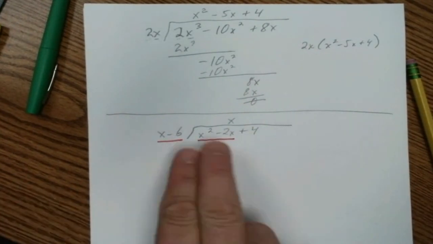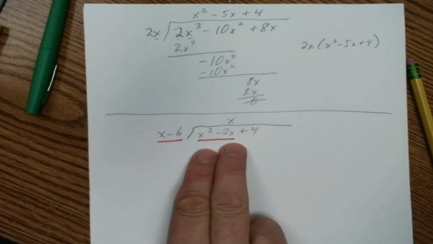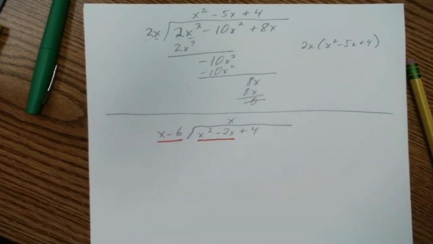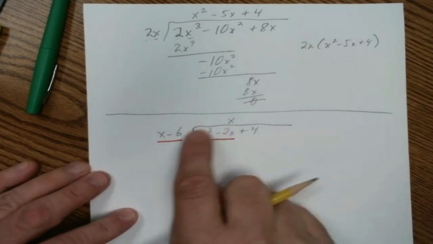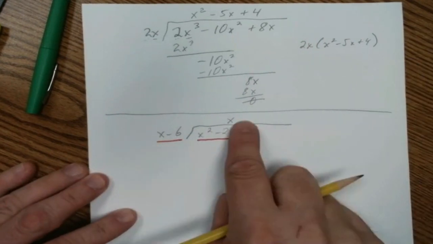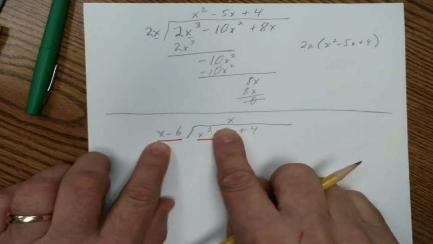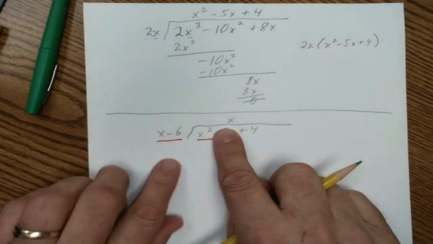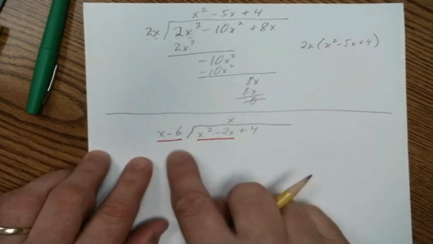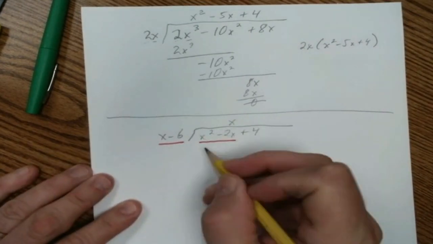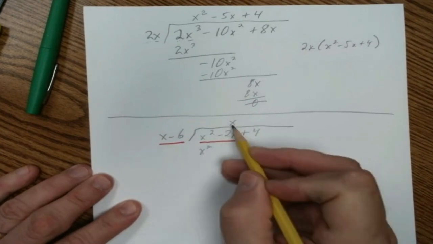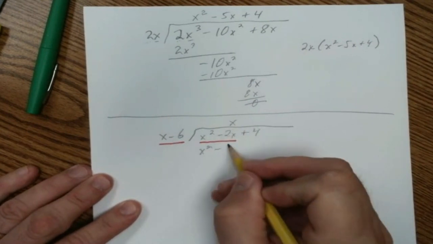Right? This is looking at the first two terms, so we're looking at the first two terms over here. And since we're looking at the first two terms, we have to take that into consideration, x times x minus 6. But we only look at the first term to figure out how many times it goes into it. Right? x goes into x squared, x times. So now we multiply it and put it underneath. x times x is x squared. x times negative 6 is negative 6x.